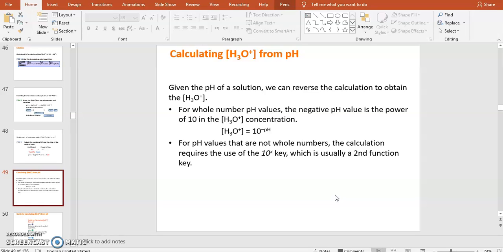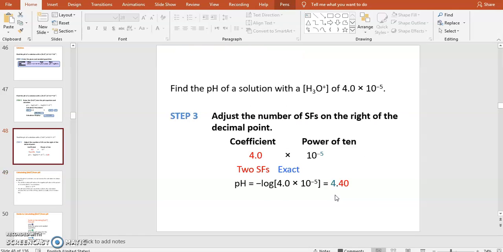Now we will flip it around. So again, our equation is pH equals minus log the concentration of the hydronium ion. What if I give you the pH and ask for the hydronium ion concentration? What if in this problem I told you that the pH of the solution is equal to 4.40. Find the concentration of the hydronium ion, which means find this one here.